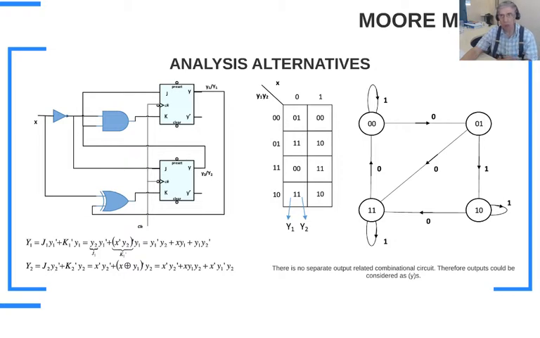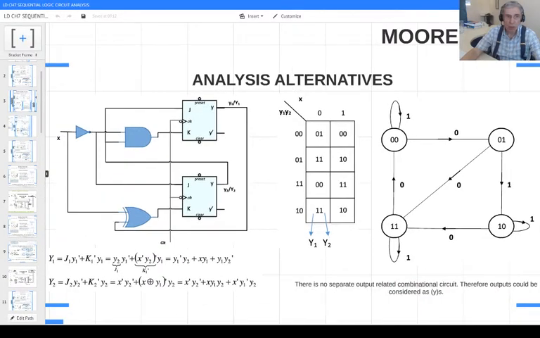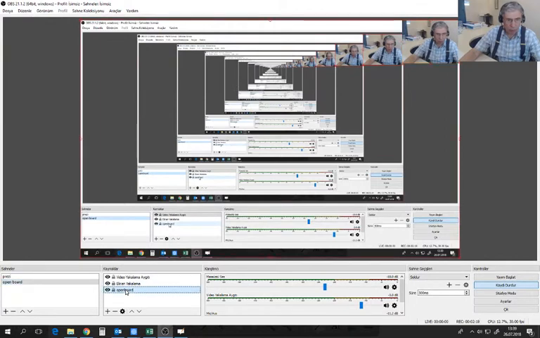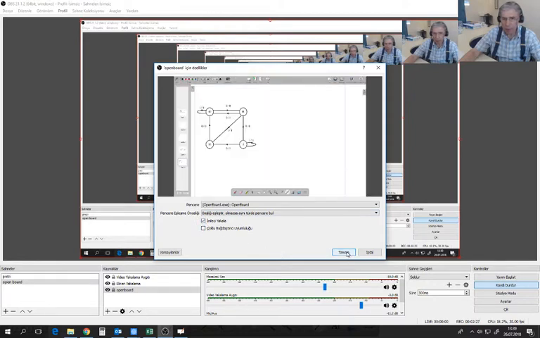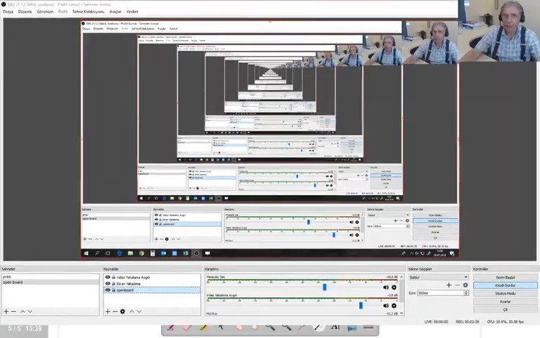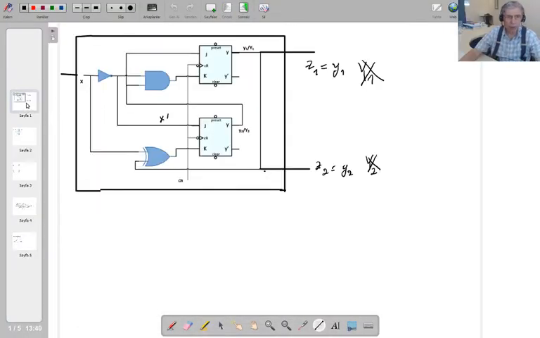I'm going to switch to another open board. That's the circuit. Now we are saying this is a Moore machine.